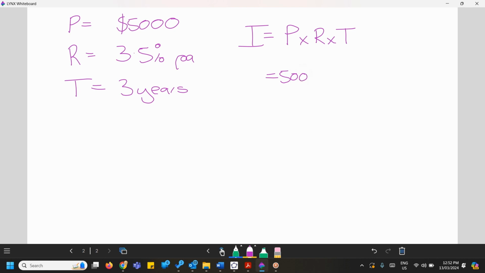The rate, very important, which is why I'm going to repeat it quite a bit, must be converted to a decimal or a fraction first. So I don't put 3.5 in there. I put 3.5 over 100, which your calculator is going to do for you. And then I'm going to times that by the amount of years, which is 3. So we get our calculators out, and we go 5,000 times 3.5 over 100, times 3.